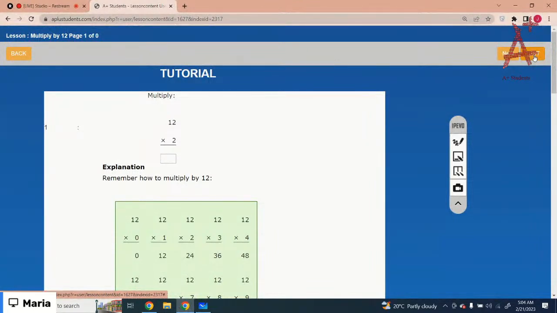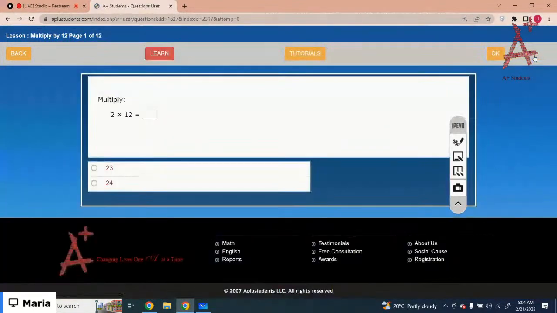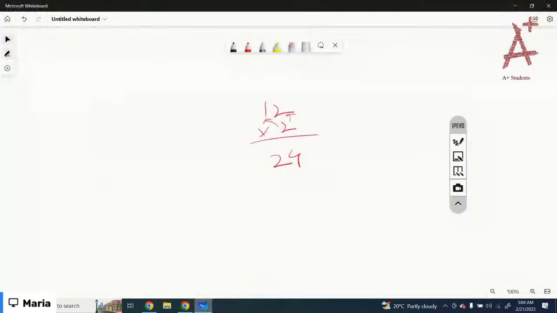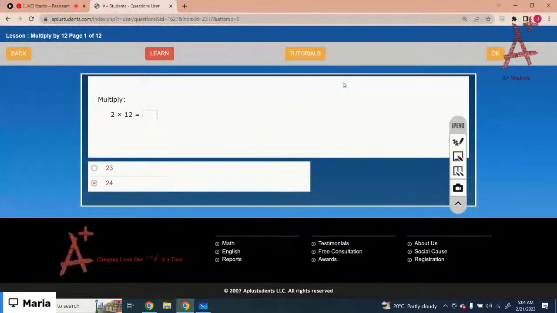You can have a look at the tutorial. They are already solved, so you can have a look by yourself. Okay, the first one is 12 times 2. We just did this one on the board. So 12 times 2 is 24. So the correct option is 24.